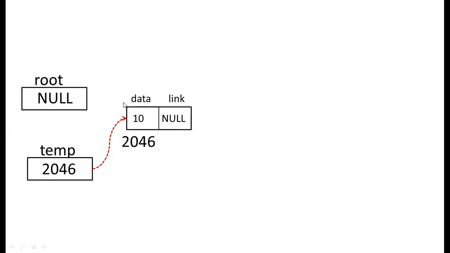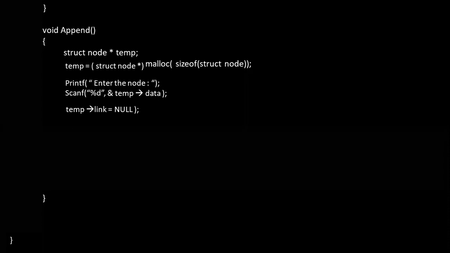Since the root value is null, we have to assign the temp value to the root value, because the root should point to this particular address 2046. What is 2046? 2046 is temp. So here what we have to do is we have to assign the value.